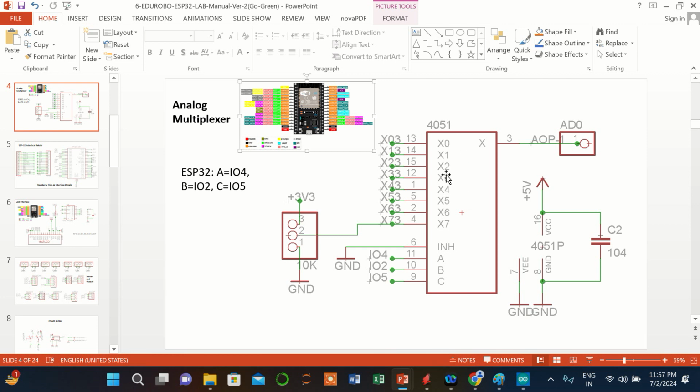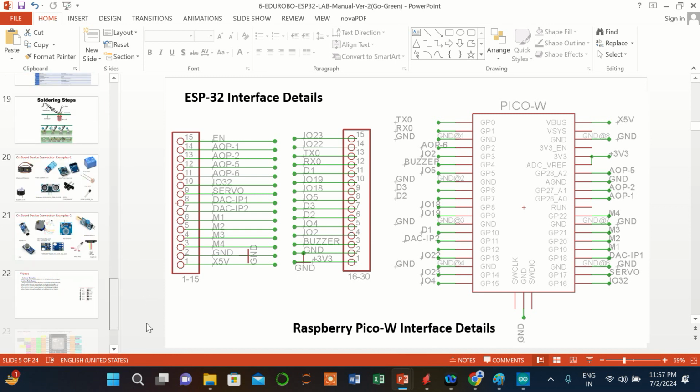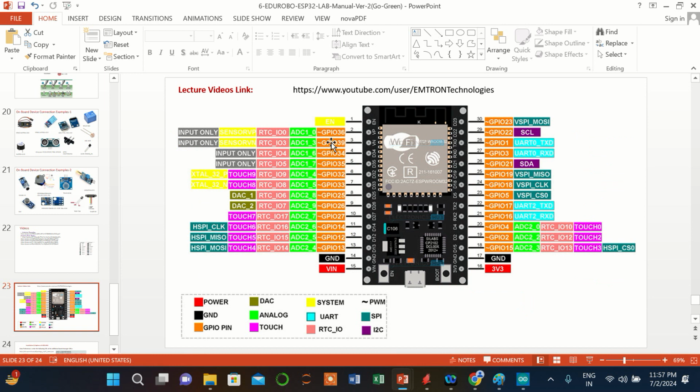They are connected to the multiplexer first. Then the output of the multiplexer is connected to AOP1. What is AOP1? That is the second pin of the microcontroller, which is nothing but GPIO 36. That is as good as ADC channel number 0. You can see 0, 3, 6, 7, 4, 5. These are all the ADC channels. So the second pin, that is GPIO 36, is connected to the analog multiplexer.